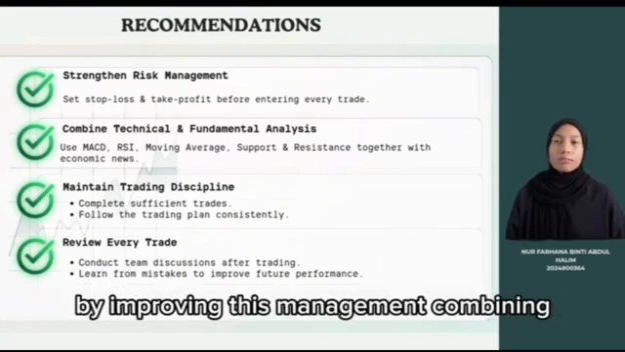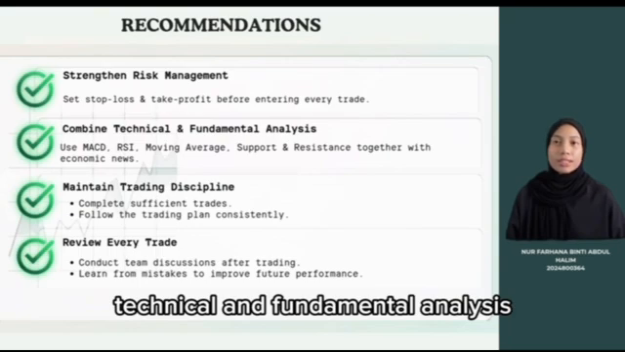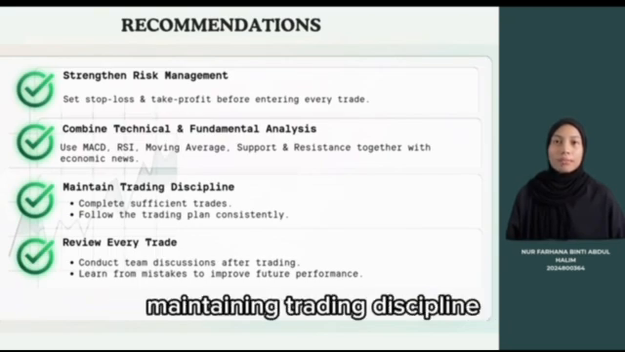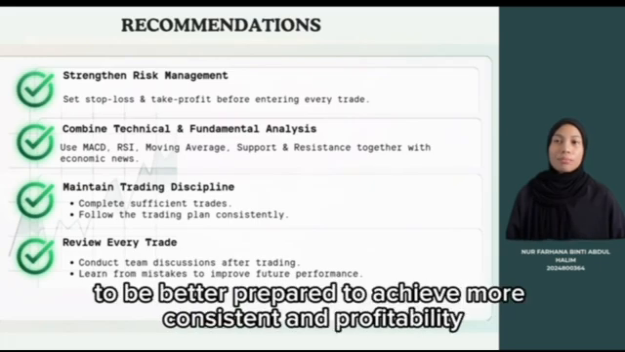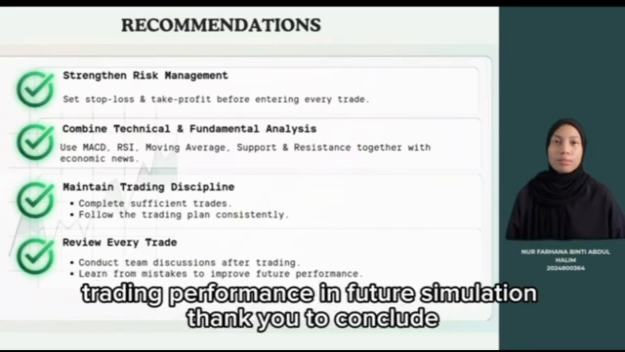In conclusion, by improving risk management, combining technical and fundamental analysis, maintaining trading discipline, and learning from previous trading experience, our group will be better prepared to achieve more consistent and profitable trading performance in future simulations. Thank you.